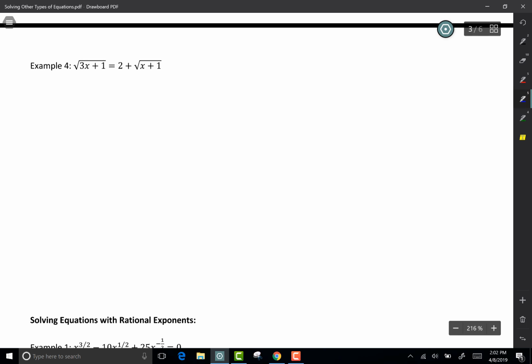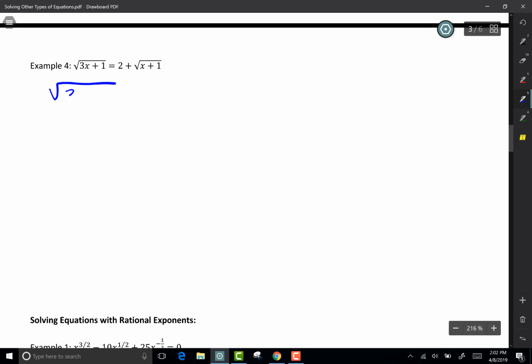Okay, because I have 2 radicals here, it's hard to isolate the one radical before we square both sides. So I'm just going to jump in and start squaring. There's nothing we can do to clean this up. So I have the square root of 3x plus 1 is equal to 2 plus the square root of x plus 1. Whatever I do to one side, I have to do it to the other side.